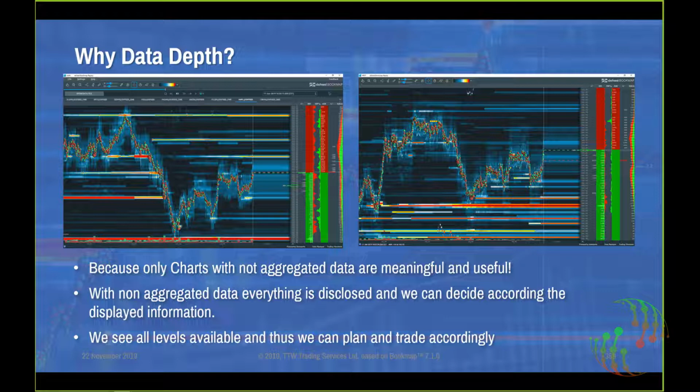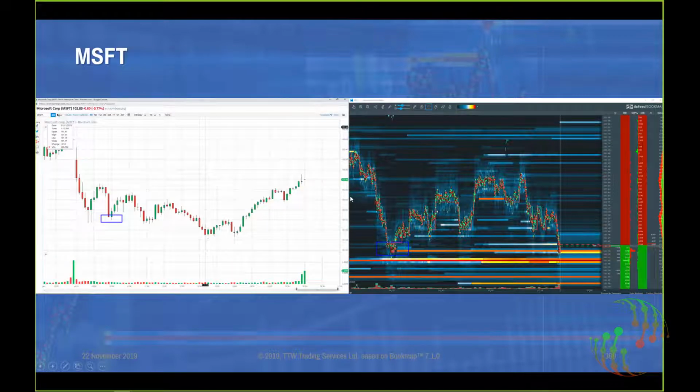With non-aggregated data, everything is disclosed and we can decide according to the displayed information, and we see all levels are available and thus we can plan and trade accordingly. That's the point. We need to make decisions to understand what is going on. I kindly ask you to think about having the right data in front of you.